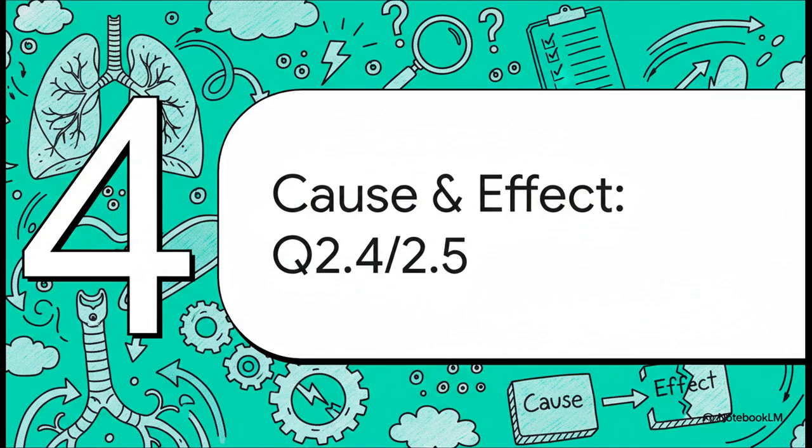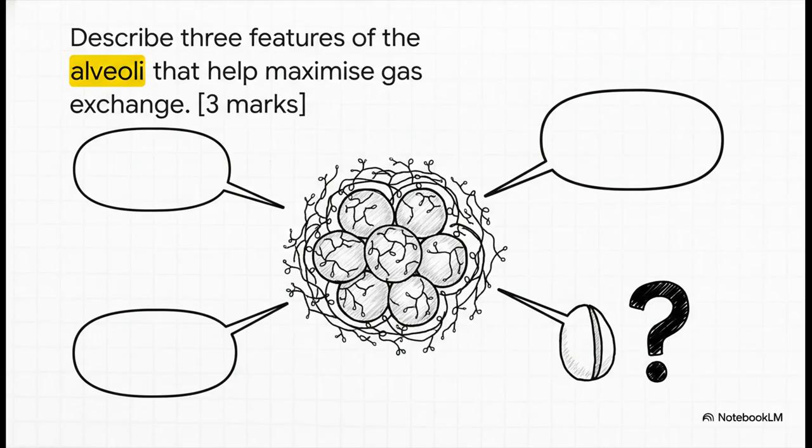The final parts of the question, 02.4 and 02.5, are 3 markers that continue this whole theme of cause and effect, but this time we're shifting our focus to the respiratory system. Question 02.4 asks you to describe 3 features of the alveoli that help maximize gas exchange. This is a pure knowledge question, but again, that precision is absolutely key.